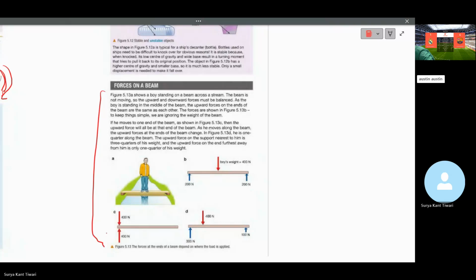In figure 5.13d, he is one quarter along the beam. The upward force of the support nearest to him is three quarters of his weight, and the upward force on the end further away from him is only one quarter of his weight.